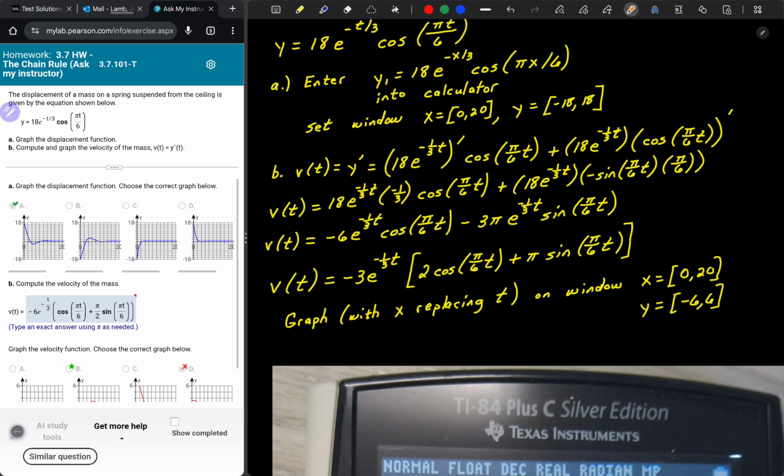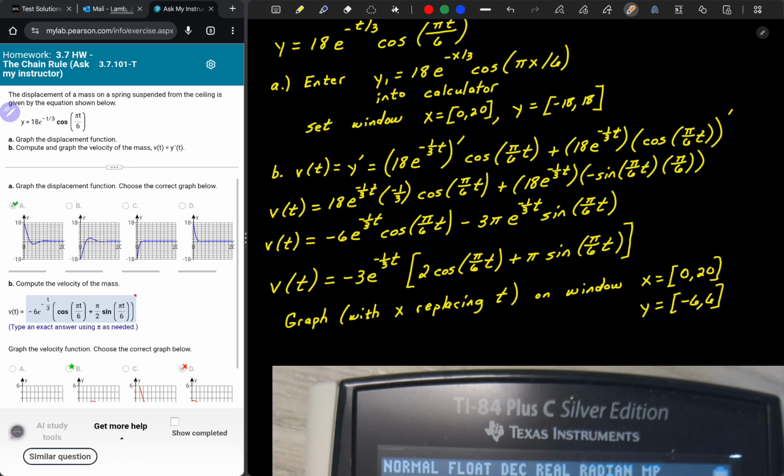So in simplifying, what I did in the first term is I saw I had an 18 times a negative 1/3. That gave me negative 6 times that exponential function times the cosine of pi over 6 times t. In the second one, I'm going to have the 18 times a negative and a pi over 6 here. So I get negative 18 divided by 6 is negative 3. Multiply it by pi. So I had minus 3 pi times the exponential function times the sine of pi over 6 times t. Again, this is a correct answer for the velocity function in this problem.